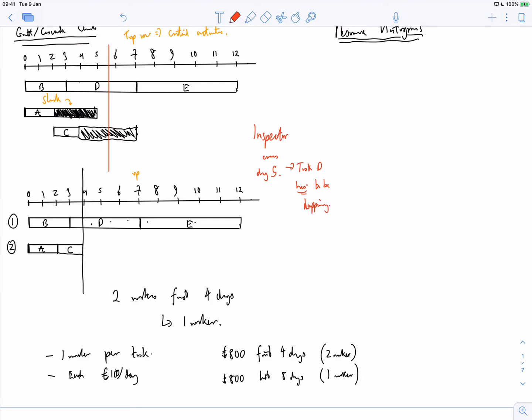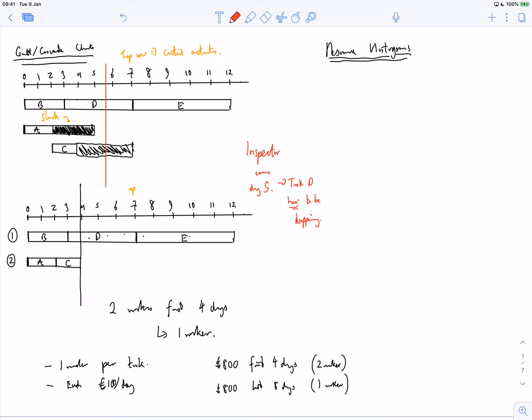So put it this way, if the inspector comes along and task D hasn't been started yet, the inspector could say, well, I've reason to believe that the project is going to fall behind. Being able to construct these diagrams is not that difficult. Maybe I'm teaching you how to suck eggs at this point, but just be aware.